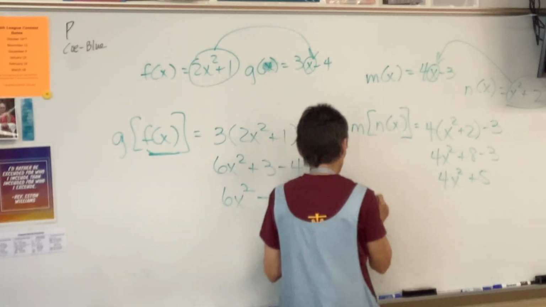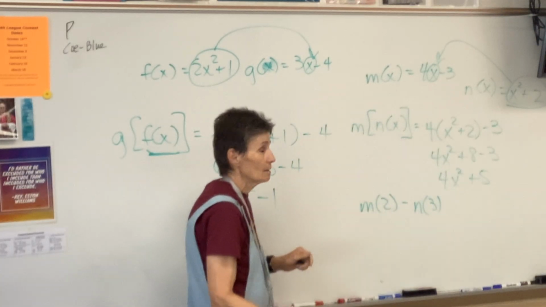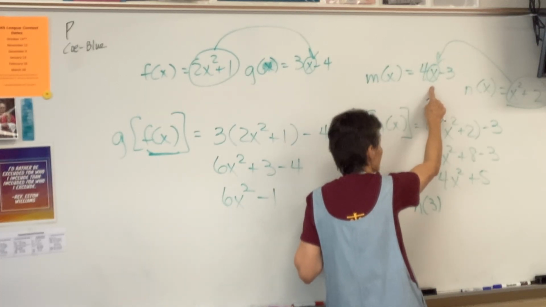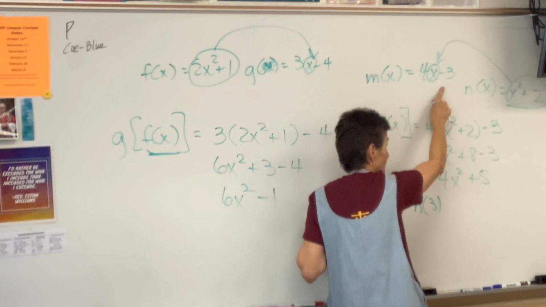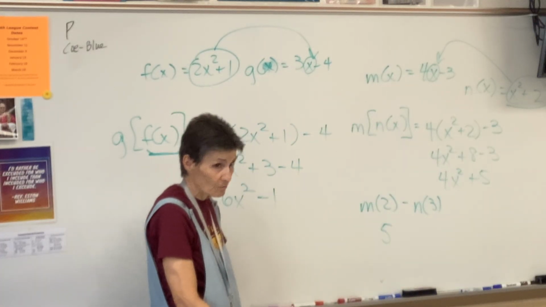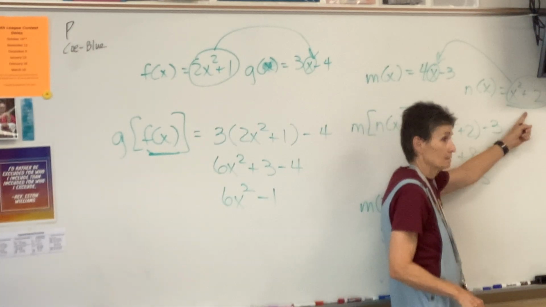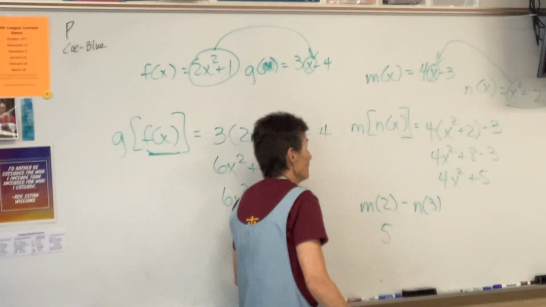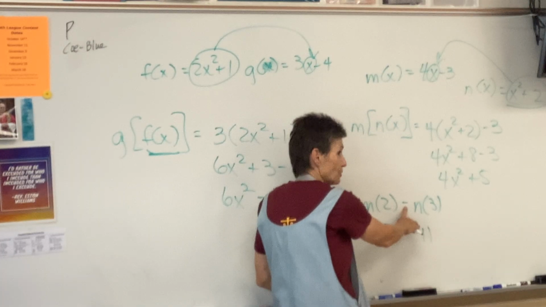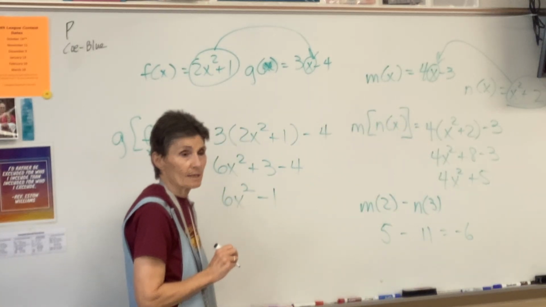What is B? What am I supposed to do in B? Plug in 2 to the m function. So what happens if I put 2 in here? Well, I get 8 minus 3. So I get 5. Can you figure out the m of 2 is 5? And then we're gonna find n of 3. What's n of 3? 11. And what are we supposed to do this time with those numbers? Subtract. So our answer is -6.